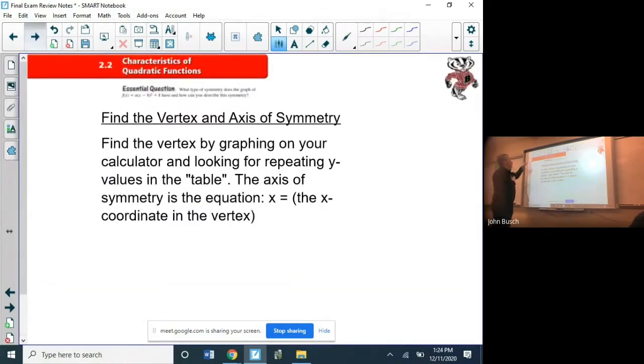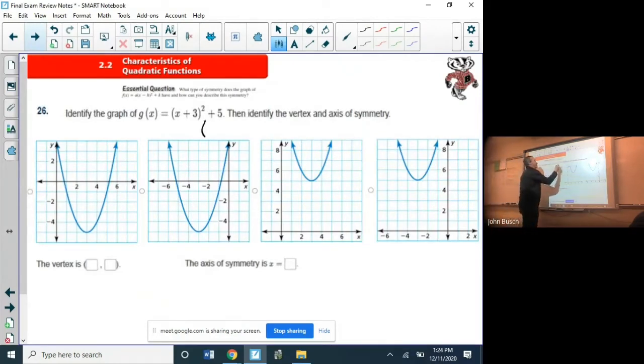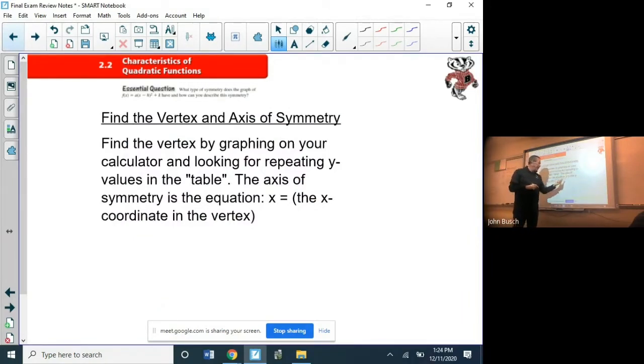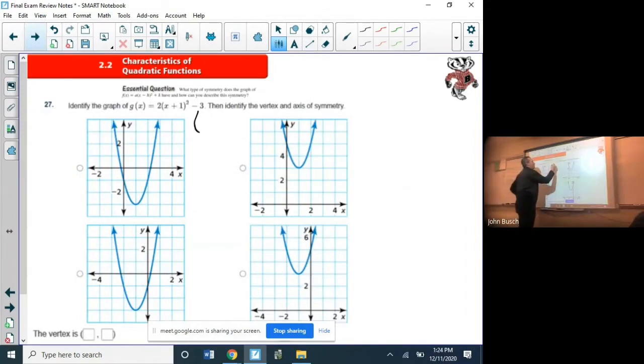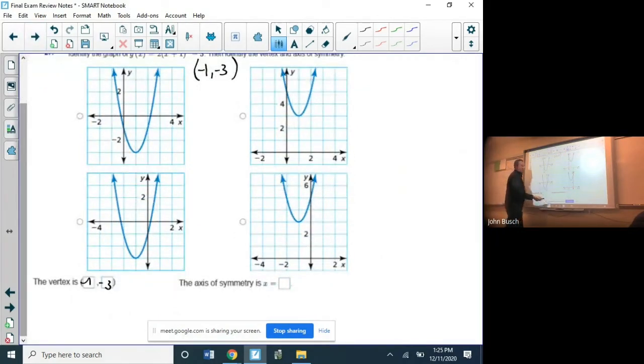okay, the vertex and the axis of symmetry. That shouldn't be too hard, right? If we remember opposite sign, same sign, the axis of symmetry, it says right here, is the equation x equals, and then whatever it equals is the x coordinate in the vertex. So if the x coordinate in the vertex is -3, the axis of symmetry is x equals -3. So that's there, and the vertex is -3, 5. And which one goes to the left 3 and 5? It's this one. So opposite sign, same sign. We've got -1, -3. And so the vertex is -1, -3. The axis of symmetry is x equals -1. -1, -3 has to go to the left 1 and down 3. So it's that one.